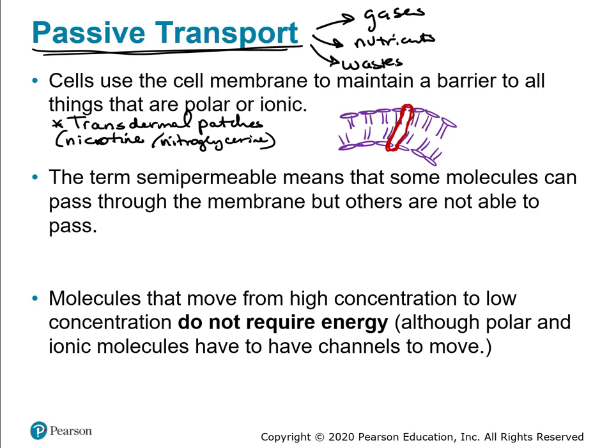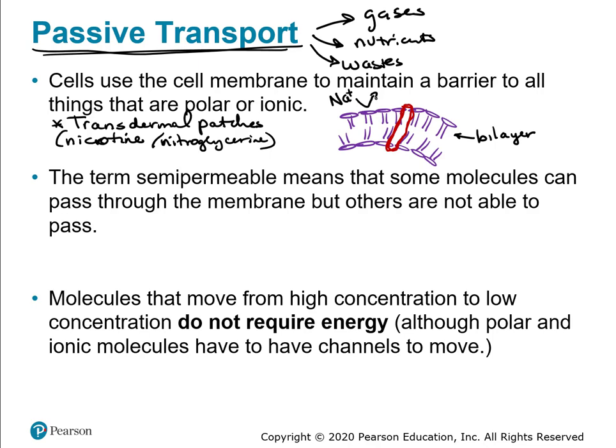So the cell uses that cell membrane to maintain the barrier, right? Remember that that's the phospholipid bilayer. And I told you that that makes a great barrier to things that are polar or ionic. If you have sodium outside, it can't pass through, because the tails in the middle of that bilayer are nonpolar, they're hydrophobic. So they are going to repel anything that's hydrophilic, anything ionic or polar.